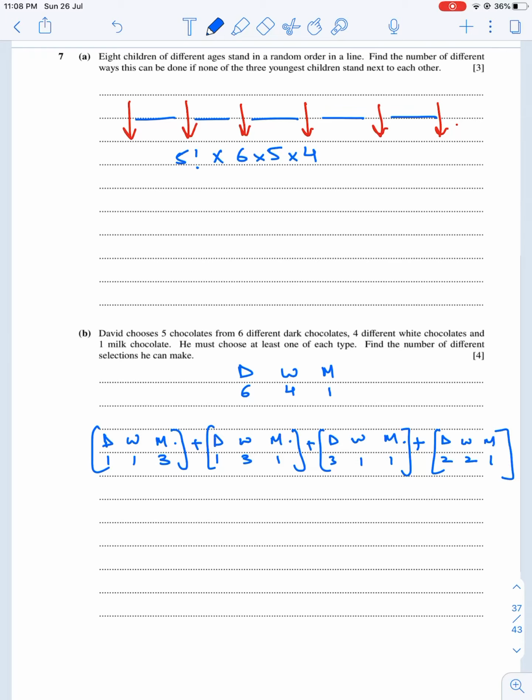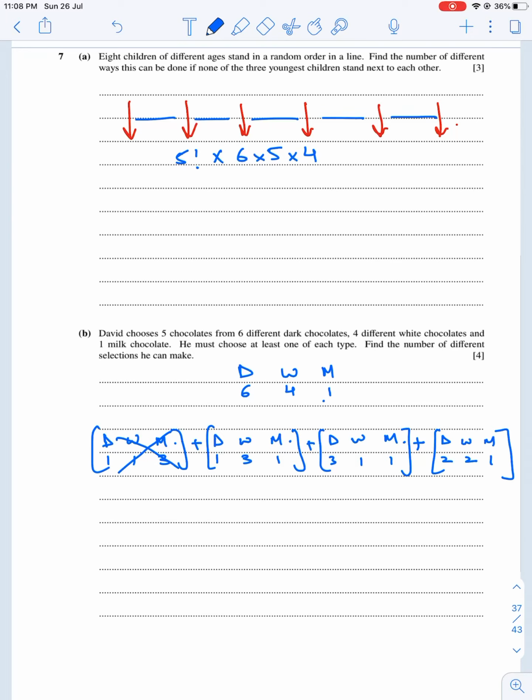Okay, I have made a mistake here, and that is I should not take this into consideration. The reason being there's just 1 milk chocolate, so you cannot have 3 milk chocolates here. The rest of them are correct. The first one is 2 dark chocolates, 2 white chocolates and 1 milk chocolate. There's no other possibility apart from this.